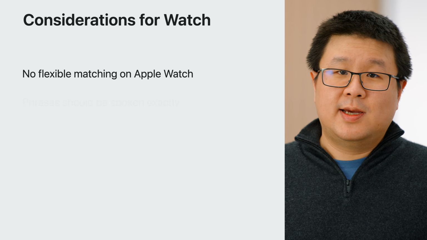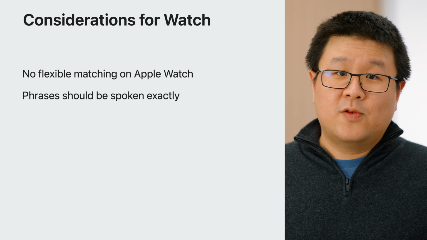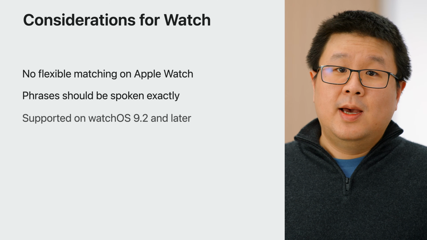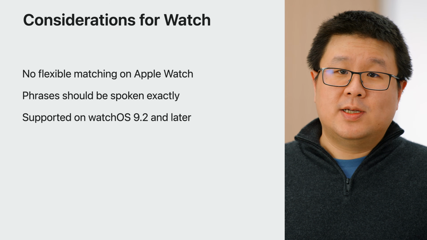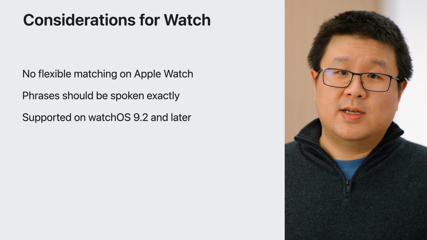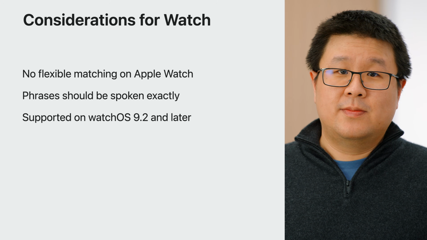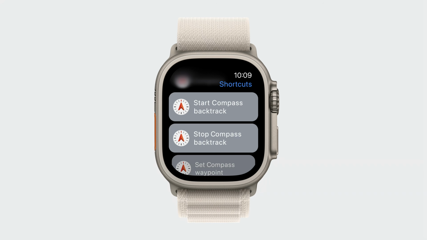Flexible matching with Siri is not available on Apple Watch, so phrases must be spoken exactly. Apple Watch support was introduced in watchOS 9.2 and is available on all devices running that version or later. App Shortcuts are also now discoverable on Apple Watch. Just like on iOS, the Shortcuts app on watchOS prominently features App Shortcuts available on the device.